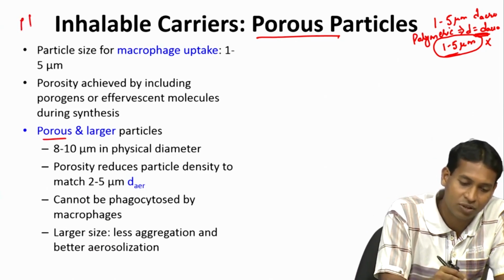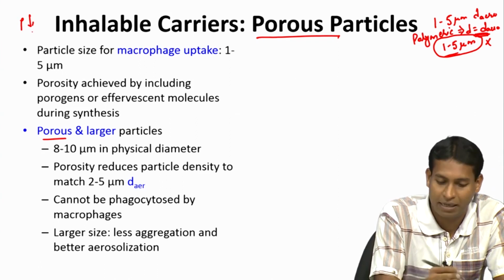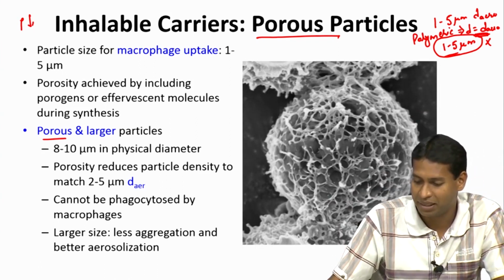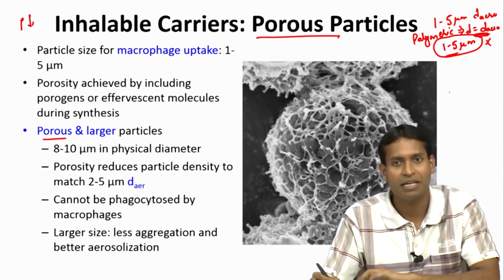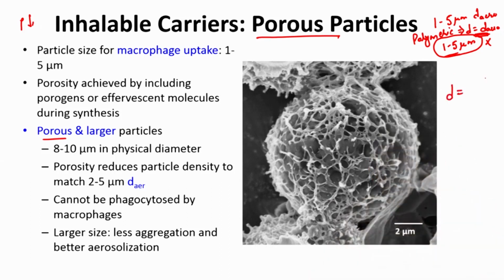That means that the density goes down. So if I write the equation for the aerodynamic diameter, let us say everything else is the same, the physical diameter is D, and D_aerodynamic is equal to D multiplied by the square root of density. So now if I have decreased the density, to get the same aerodynamic diameter I can actually increase the physical diameter, the actual diameter. So that is what is done. If you make it extremely porous, you can increase the size.